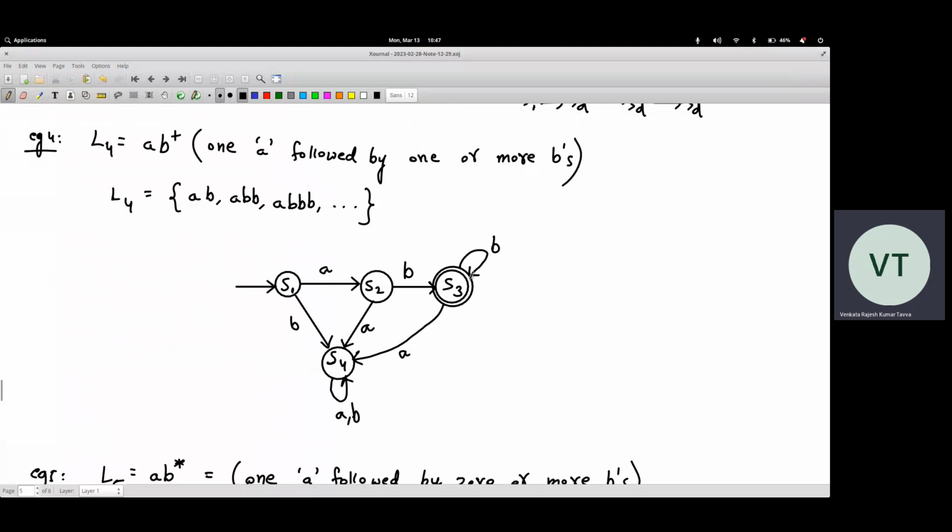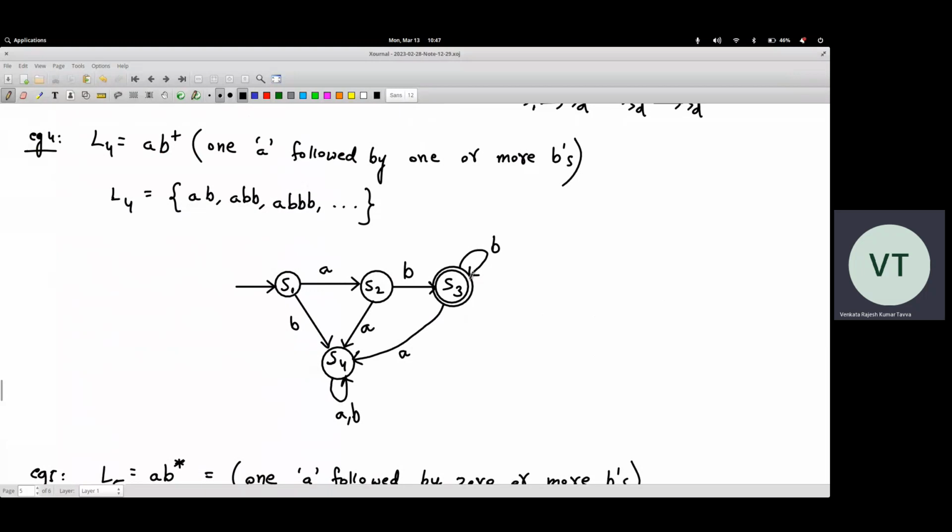A should be followed by one or more Bs. Okay. So now this can be divided into 3 parts. One is you haven't read any symbol yet. So that is the start state. The moment you read at least one A, now you go to the next state. It means you have read at least one A. You have seen at least one A.